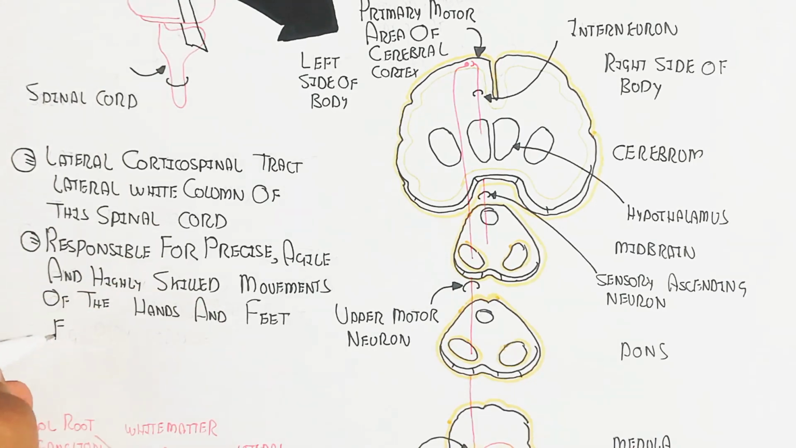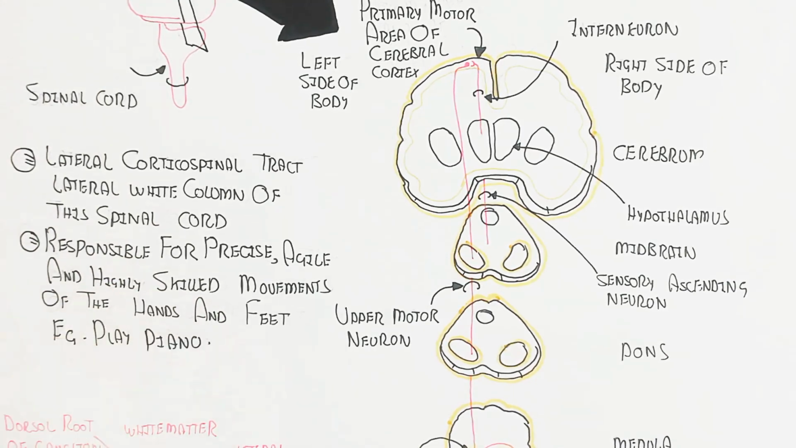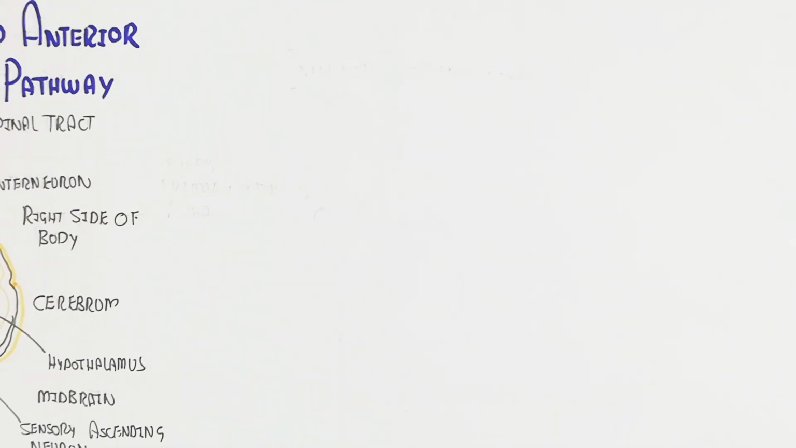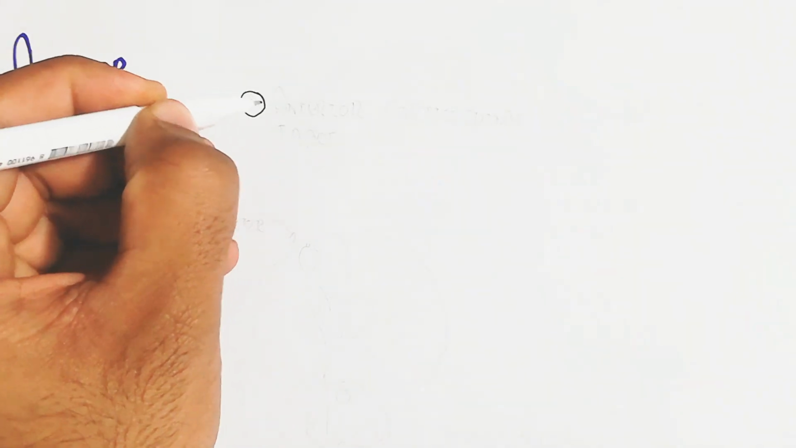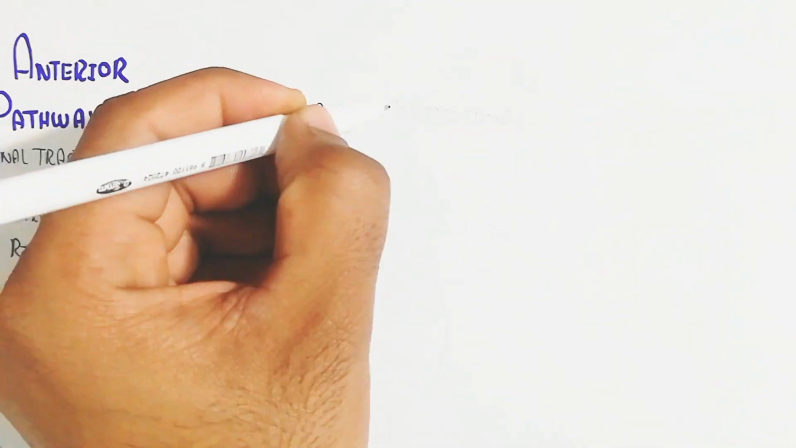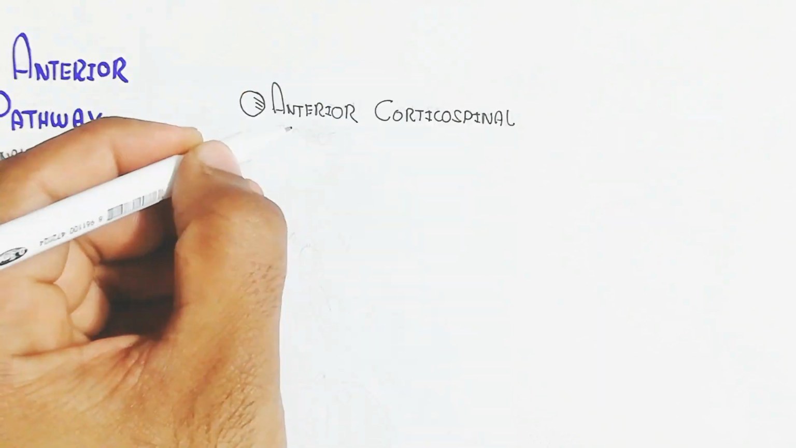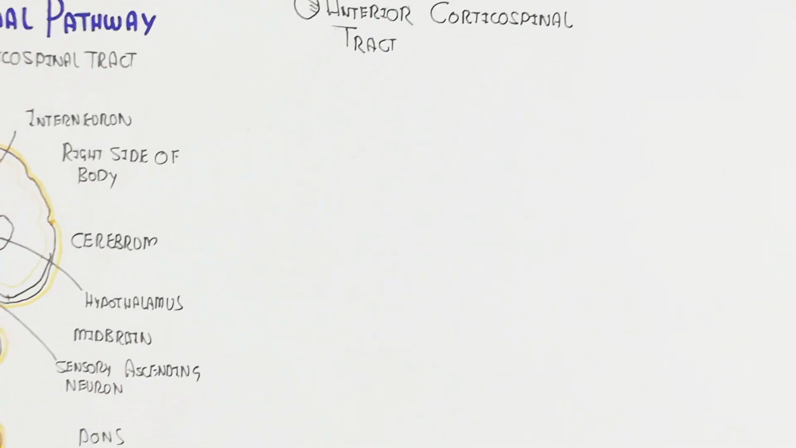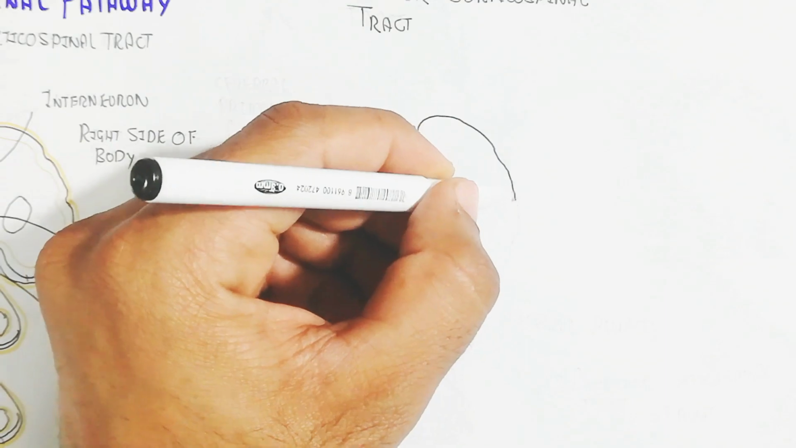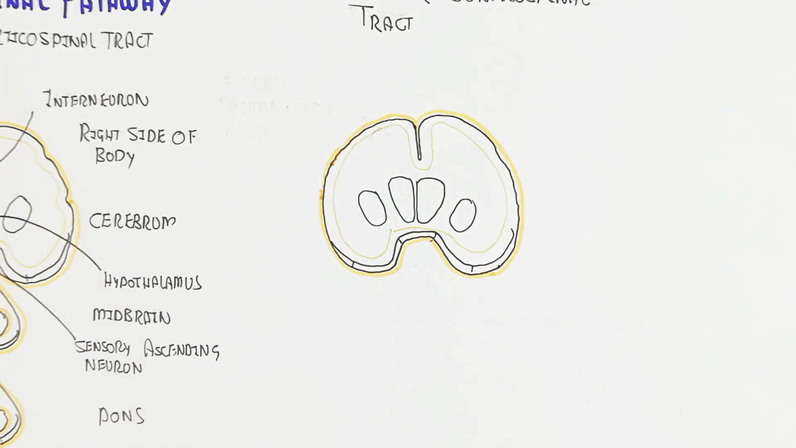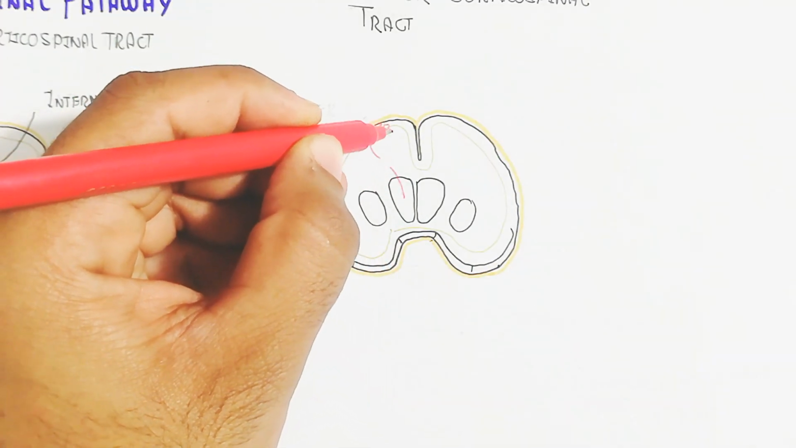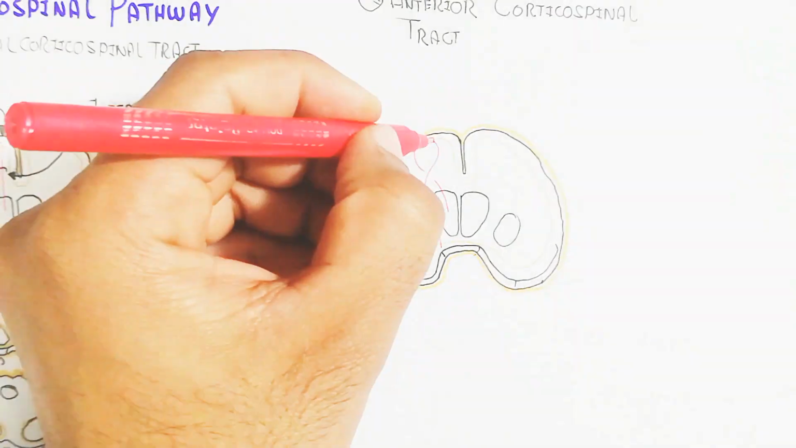The anterior corticospinal tract is similar, but the anterior region of the spinal cord is involved. Anterior means ventral, sorry, anterior is ventral. This is the brain again that I am drawing. This is the cerebral primary motor area.